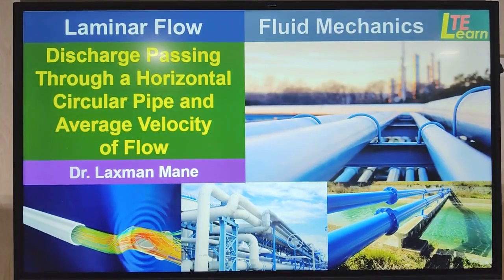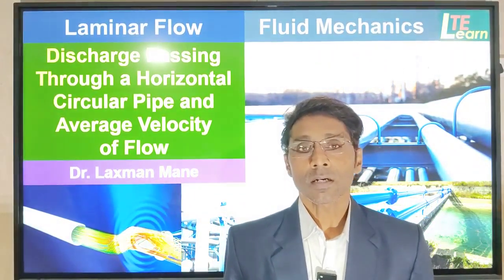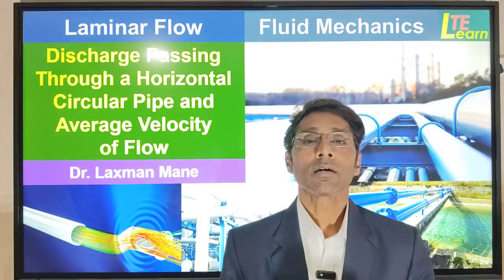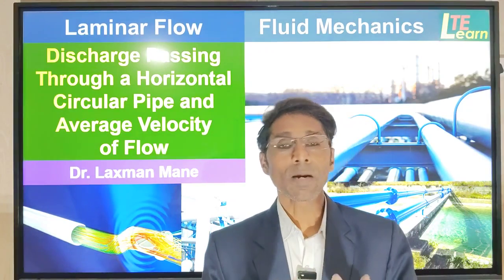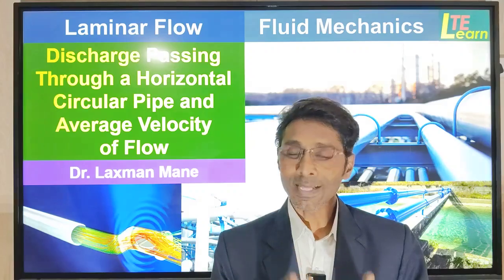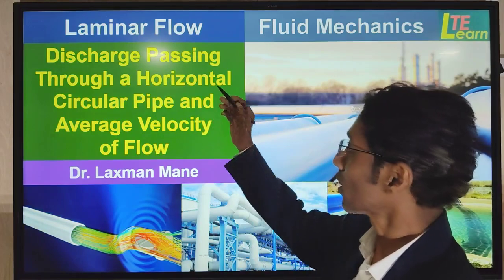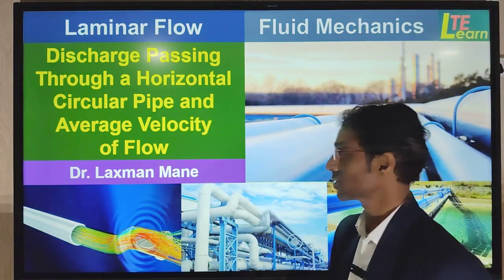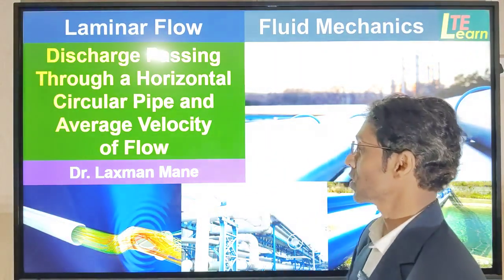Greetings and welcome. In the last video session, we discussed the expression for shear stress and velocity distribution for a steady and laminar flow passing through a horizontal circular pipe. In continuation of that, we are going to see the expression for discharge passing through a horizontal circular pipe and the average velocity of flow. Here are the two parts of this video session.